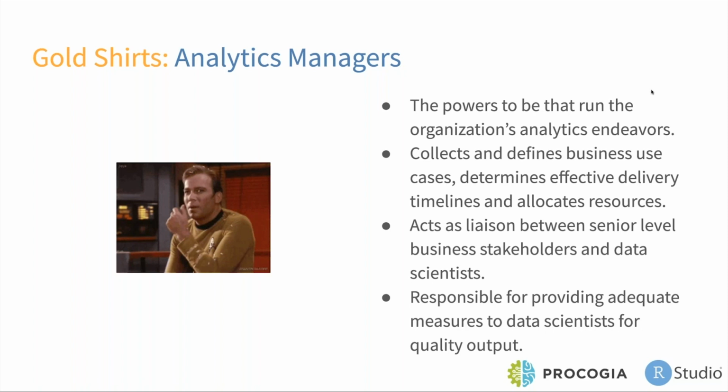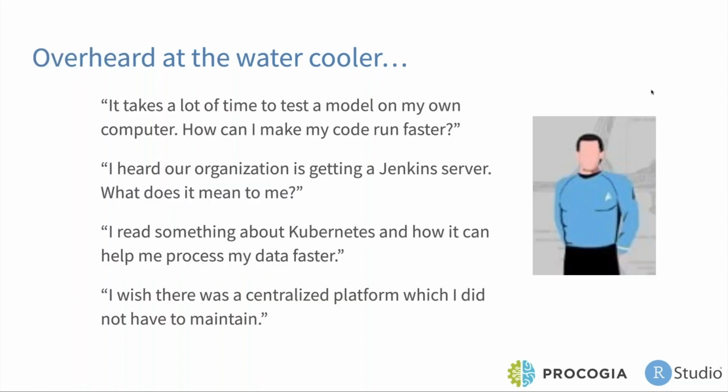So again, all of these three different members play very important roles, but they also have very different considerations and very different prerogatives. When we talk about the blue shirts, these are people who want a lot of time to test models on their own computer, but how can I make it run faster? They want more compute power. They also overhear the DevOps engineers talking about stuff like Jenkins servers, but they don't know what that means to them. So they want some more context there.